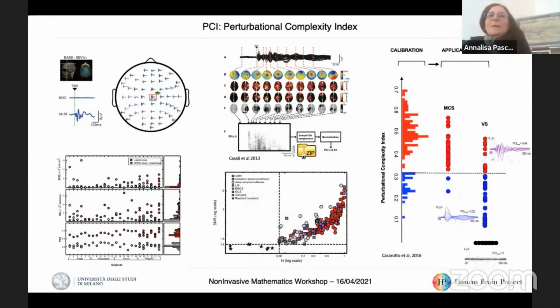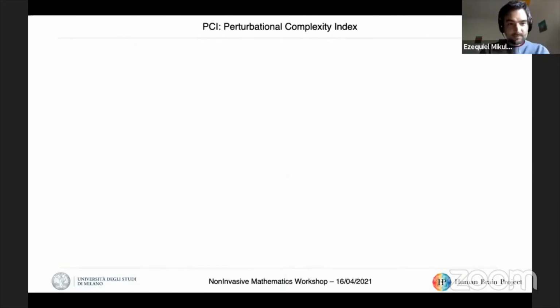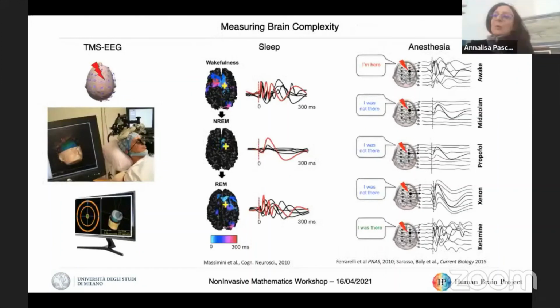Very nice talk. I have only a curiosity about the TMS stimulation. Which site do you stimulate? Is there some particular site?